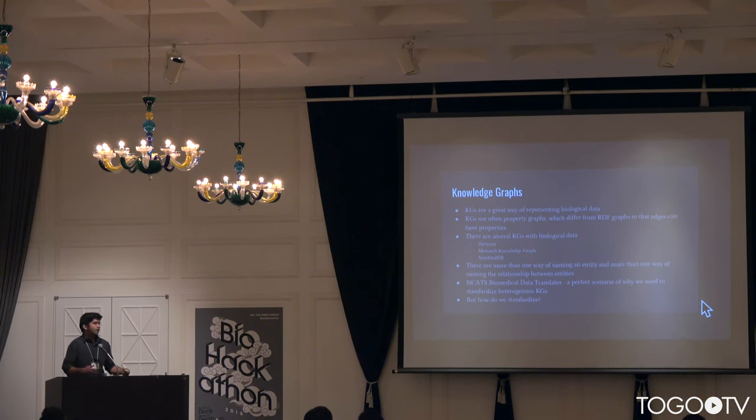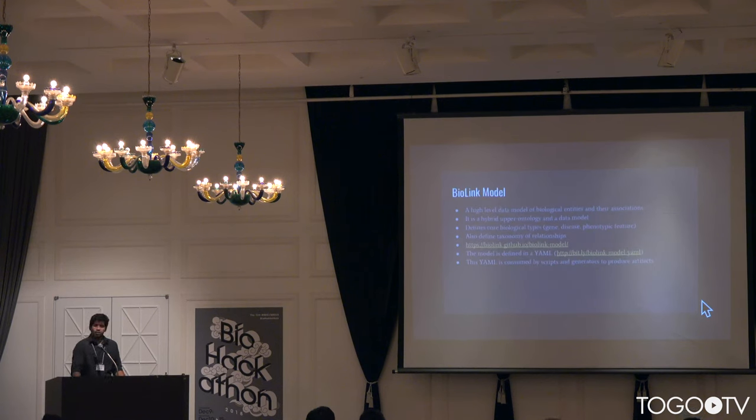And if you look at these graphs, you would know that there is more than one way of naming nodes or entities, and more than one way of naming relationships or edges between entities. We noticed that in the context of the NCATS Biomedical Data Translator project, where different groups have their own knowledge graphs which integrate data from different sources. The question was, how would you get these different knowledge graphs to interoperate with each other? The idea was to have these different groups agree to use the same data model to name and refer to the same nodes or entities and relationships.